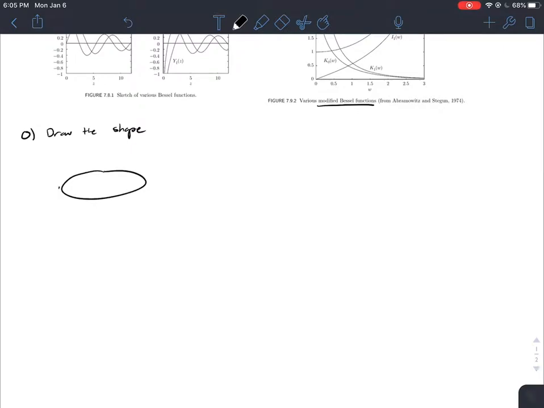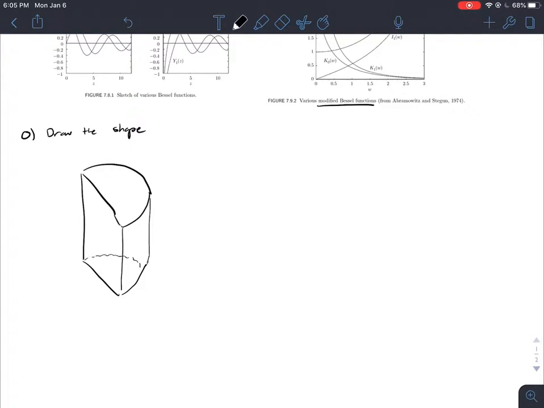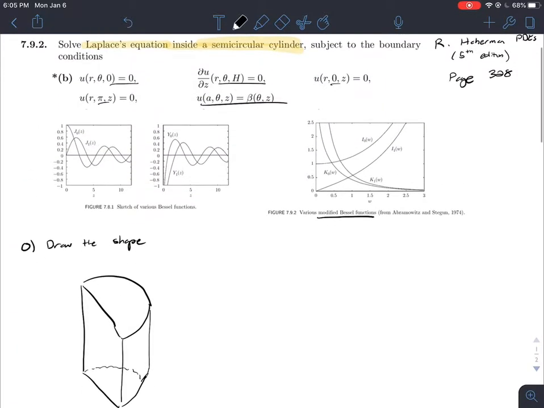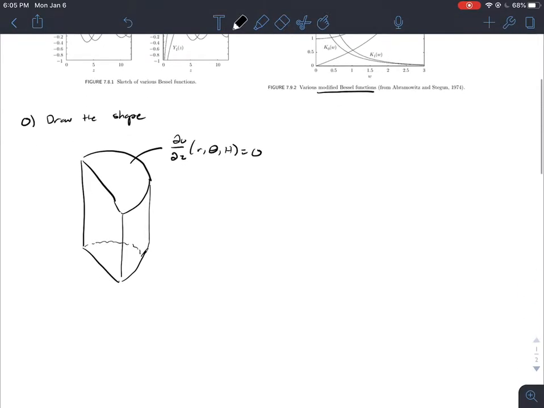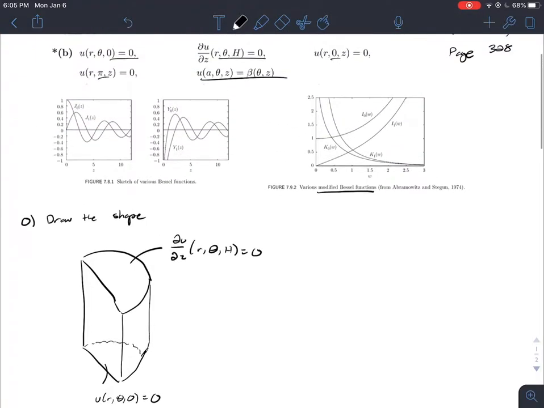Okay, so cylinder, good old cylinder. Oh wait, this is a semi-cylinder, oops. Let's draw the semi-cylinder in this fashion so that we can see the sides. We're told that at the top, we have the boundary condition u(r, theta, h) is equal to 0. At the bottom, u(r, theta, 0) is equal to 0.